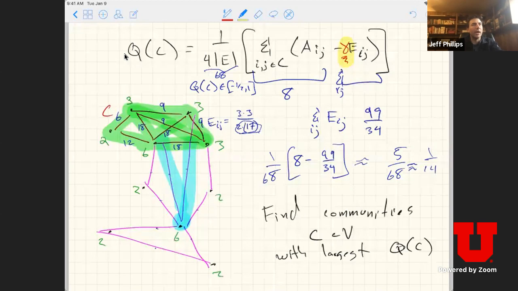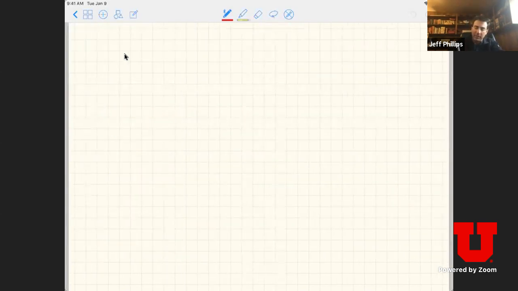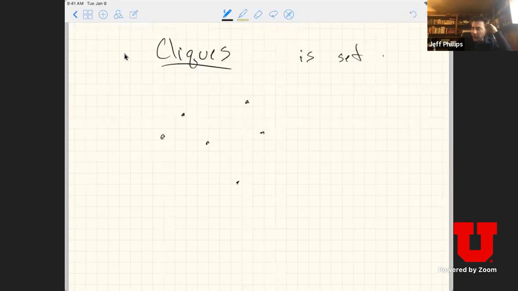So, okay, I should say one more important concept. If you haven't heard about this in graphs before, there's this notion of cliques in graphs. Okay, and so a clique is a set of vertices.